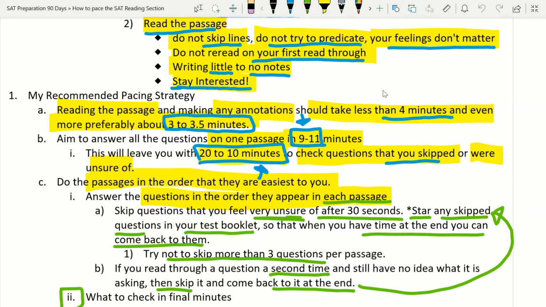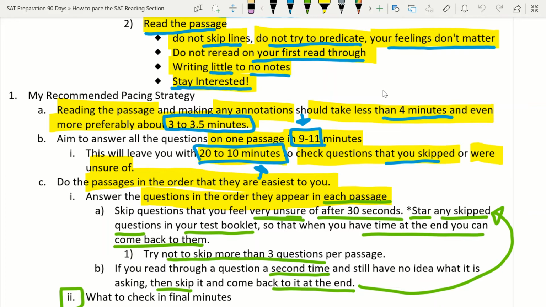So we have reading the passage. When we read the passage, we don't want to skip lines. We don't want to try to predict anything, and we want to keep in mind our feelings don't matter. We also don't want to reread anything on our first read-through of an SAT reading passage. We also don't want to write a lot of notes down. We want to keep on moving, so always keep reading when you're doing that first read-through.